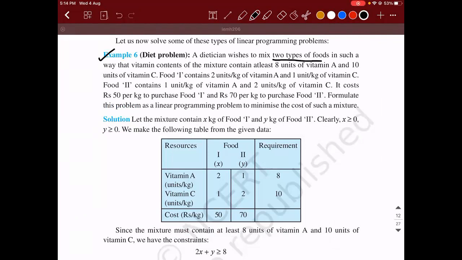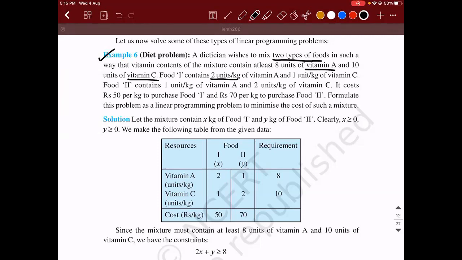Okay. Food 1 contains 2 units per kilogram. Food 1 consists of 2 units per kilogram of vitamin A and 1 unit per kilogram of vitamin C. So what are the two types of vitamins the dietitian is planning to mix? Vitamin A and vitamin C, out of which you have 8 units of vitamin A and 10 units of vitamin C. We don't know what those units are.